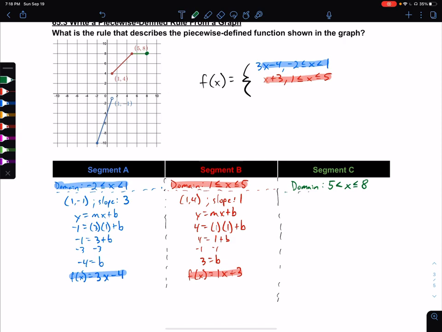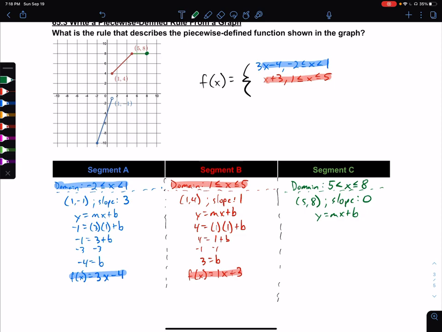Okay, let's continue right on. We have our domain now. We can pick any point we want. The point (5, 8) is on there, right? It's in red, but it's also for both. So we'll use that. I always like to use points that are already labeled. It limits my mistakes. And then the slope, well, it's a flat line, right? There's no rise, so the slope would be 0.